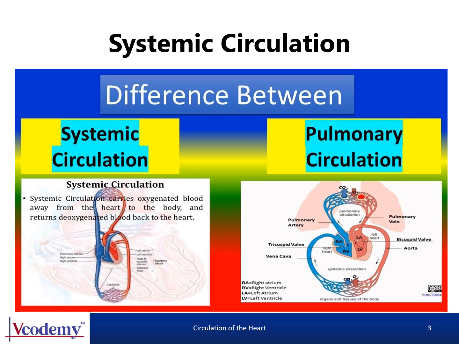So in the systemic loop, oxygenated blood is pumped from the left ventricle of the heart through the aorta, the largest artery in the body. The blood moves from the aorta through the systemic arteries, then to the arterioles and capillary beds that supply the body tissues. Here oxygen and nutrients are released and carbon dioxide and other waste substances are absorbed.